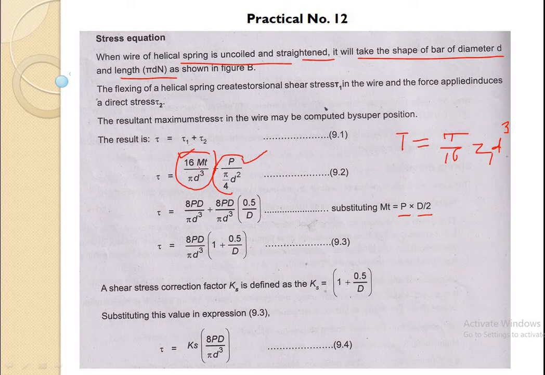Put here torque is equal to force into radius. Radius is the mean coil diameter divided by 2. So this is the force, it is the torque, force into radius. We need to put this value of mt here, means torque. By putting this value you get 8pd upon pi d cube. Same here, after taking common 8pd upon pi d cube, we get 1 plus 0.5 divided by d.